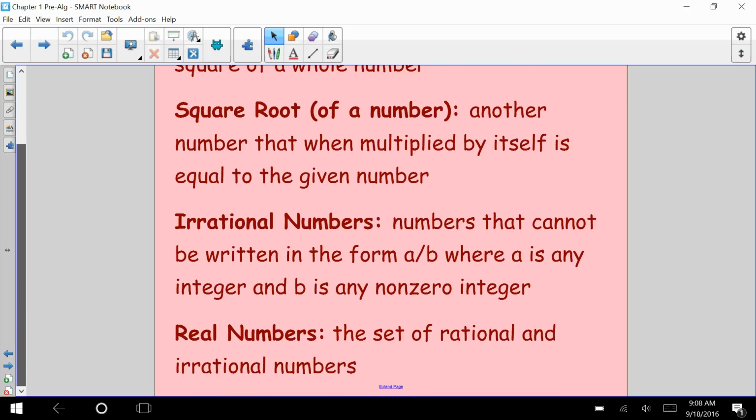Irrational numbers are numbers that cannot be written in the form a over b, where a is any integer and b is any non-zero integer. Quite simply put, irrational numbers are numbers that cannot be written as a fraction. And real numbers, that is the set of rational and irrational numbers.